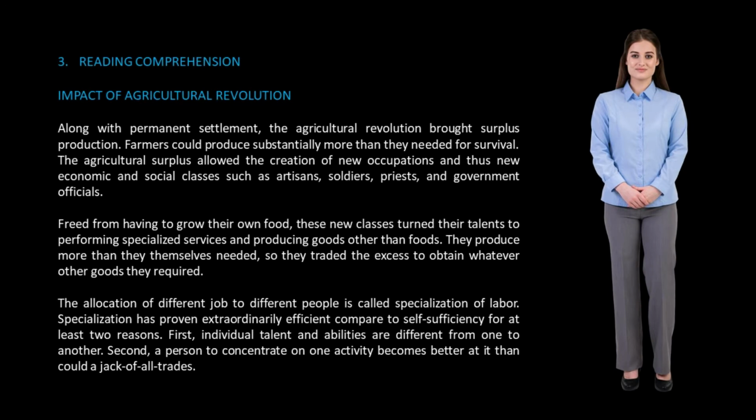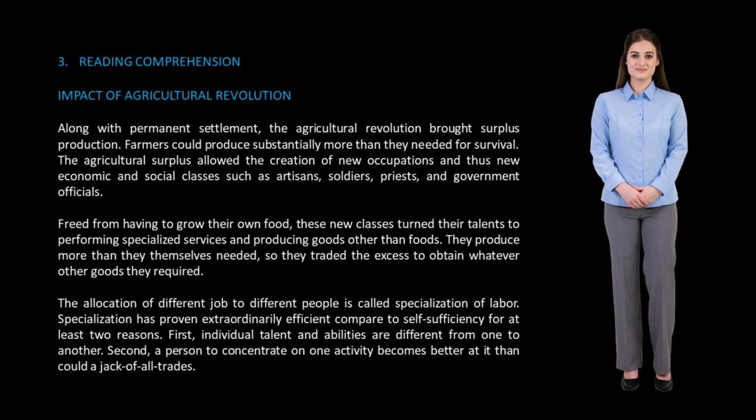3. Reading comprehension. Impact of agricultural revolution. Along with permanent settlement, the agricultural revolution brought surplus production. Farmers could produce substantially more than they needed for survival. The agricultural surplus allowed the creation of new occupations, and thus, new economic and social classes, such as artisans, soldiers, priests, and government officials.